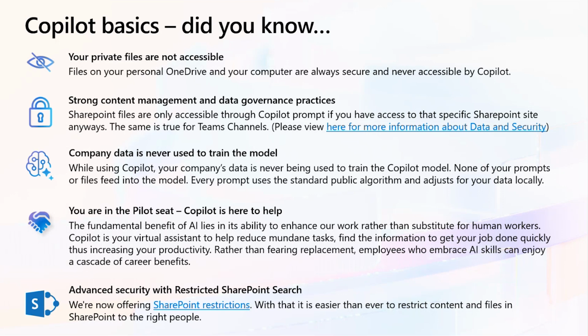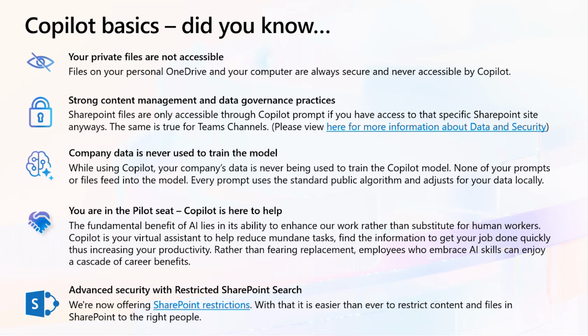Second, the restricted search in SharePoint. So the restricted search in SharePoint is meant to give customers time to review and audit set permissions. So basically, this means your admin team handles data access and permissions. So you, as a user, don't have to worry about anything while you're using Copilot.